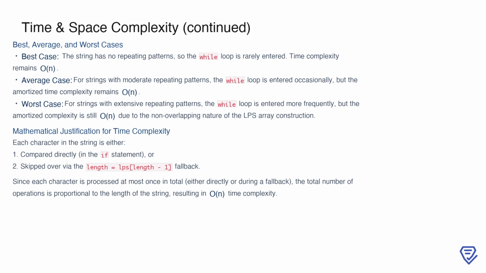complexity remains O(n). To mathematically justify this, every character in the string is either directly compared through the if condition or skipped during a fallback via length equals LPS[length - 1]. Since no character is revisited, the total operations are proportional to the string length. This guarantees an overall time complexity of O(n), regardless of the input pattern.